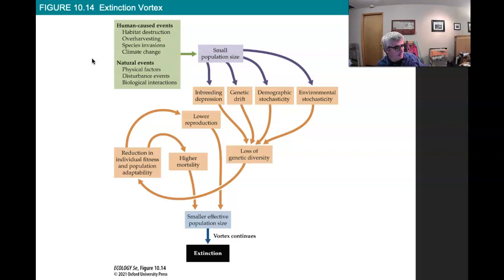We're talking about where there were many, now there are few, and this can be caused by habitat destruction, overharvesting, climate change, invasion, or natural factors like floods, hurricanes, and tornadoes. So generally, we're looking at populations that were large that have now gotten smaller. All of these small population size issues can prevent them from rebounding and achieving their prior sizes.